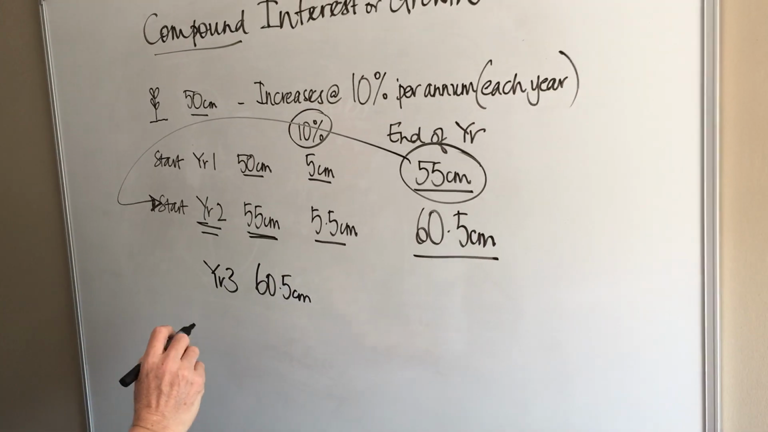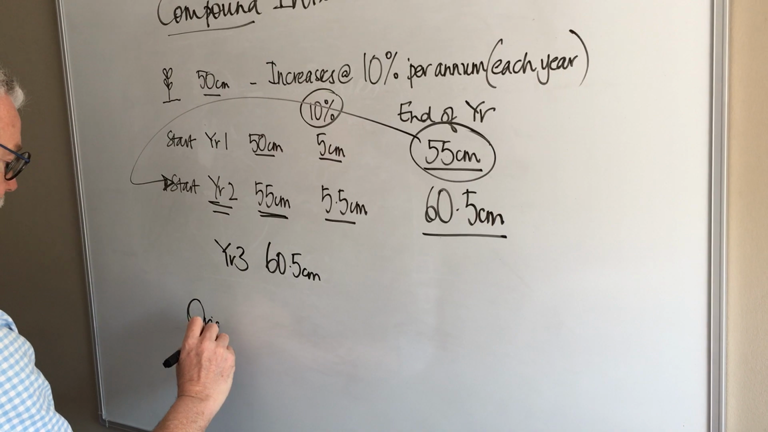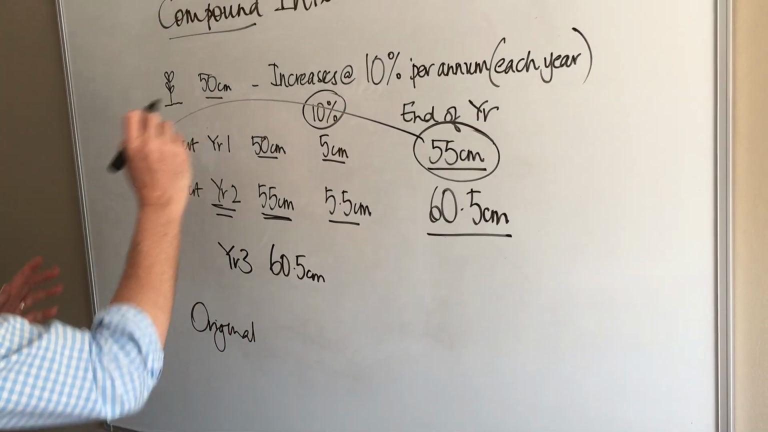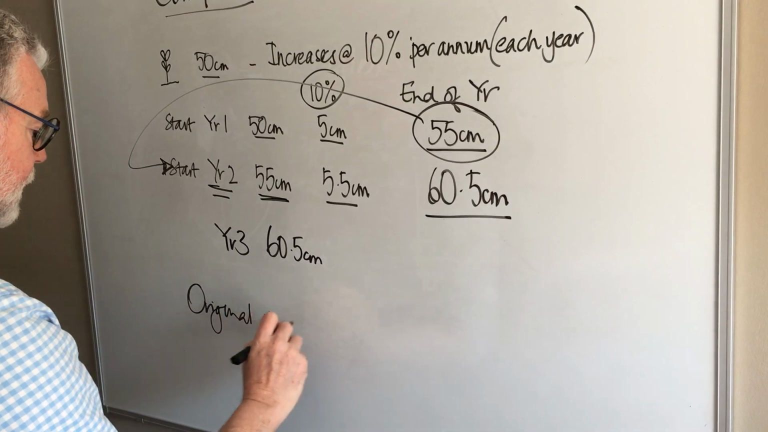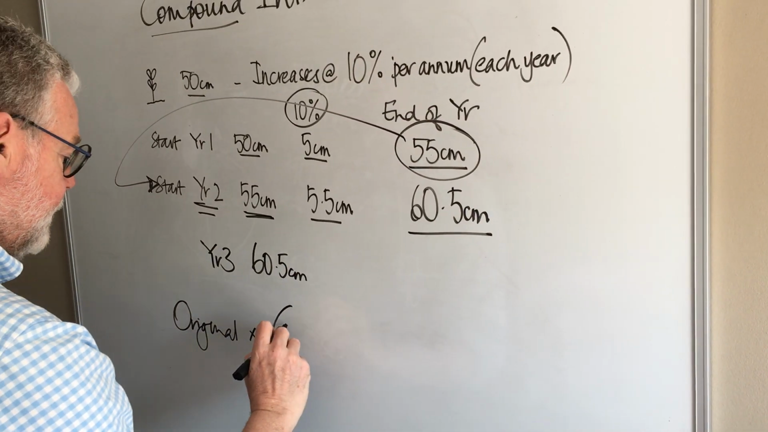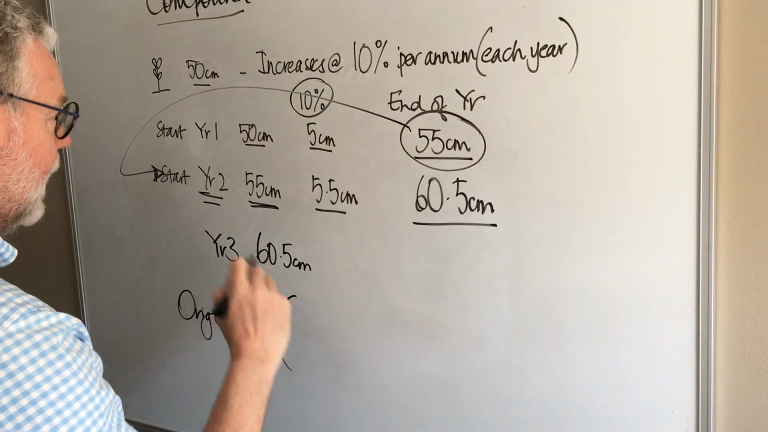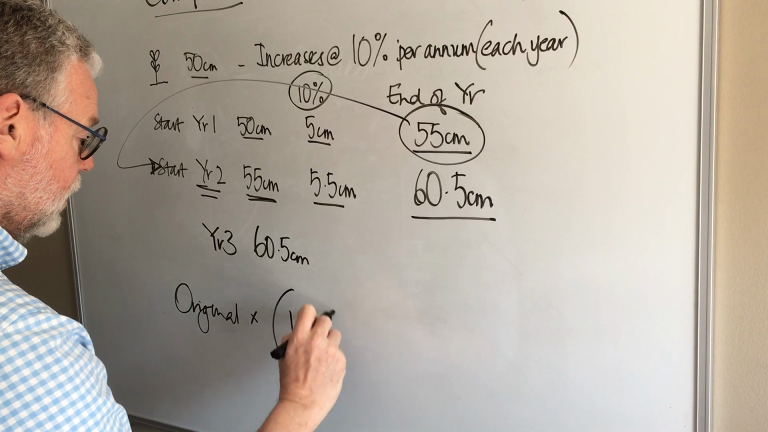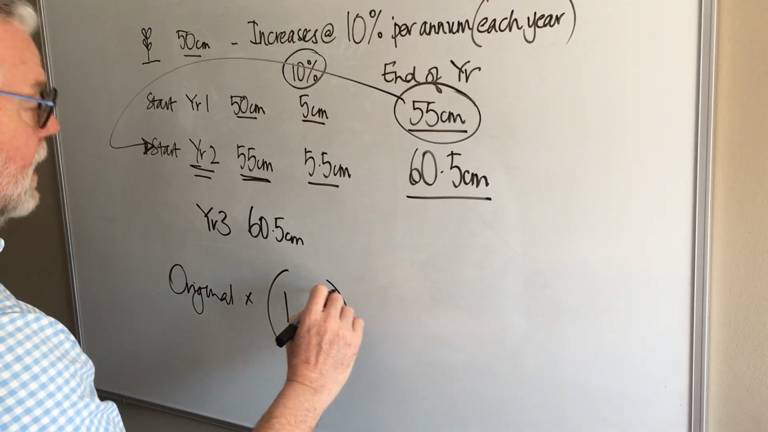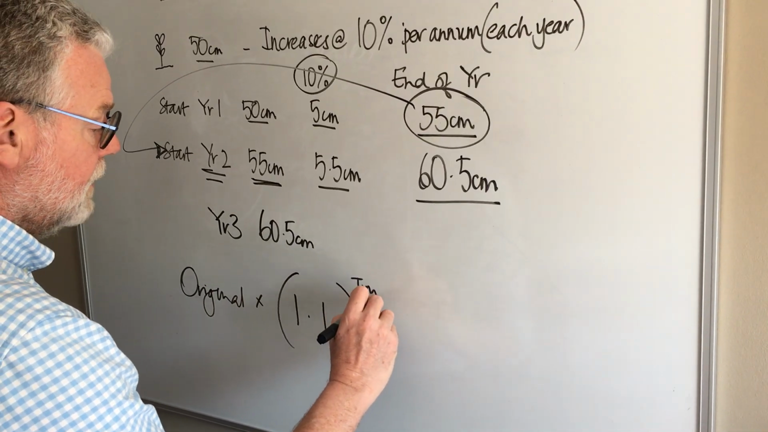And it's really helpful because we've got this lovely formula. And the formula works like this. It's the original value, whatever that might be, well, we know it's 50 centimetres, multiplied by the multiplier of increase. So let's turn 10% into our increase multiplier. We add it to 1, so we know it's 1.1. And it's multiplied by the number of years. So for instance, it's multiplied by time.